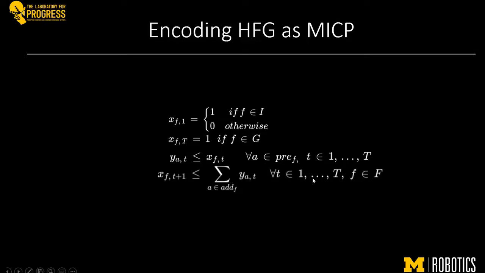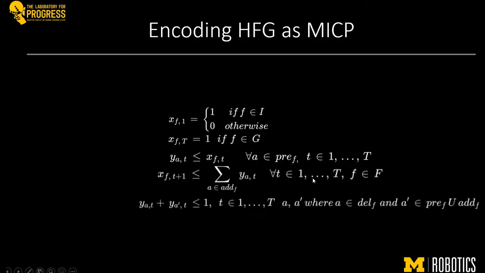And this is for all time steps and for all of the fluents. And the next constraint, I call it the mutual exclusion constraints. It basically says that if there are two actions, A and A prime, whose effects cancel out each other, then only one of them can be true. It basically says that this plus this should be less than or equal to 1.